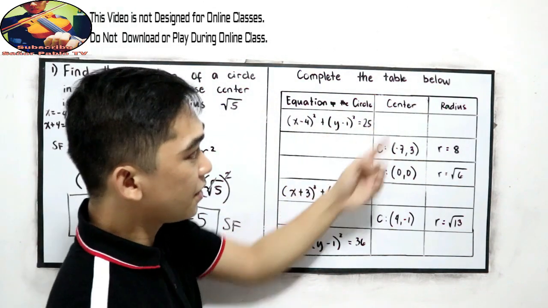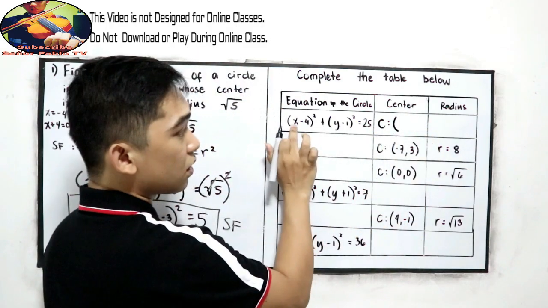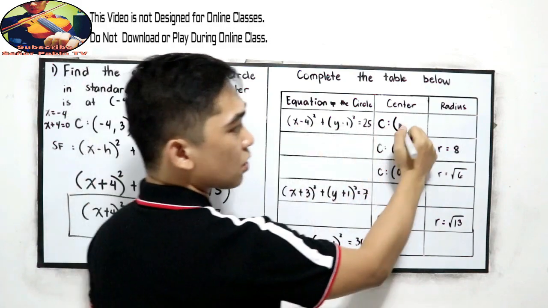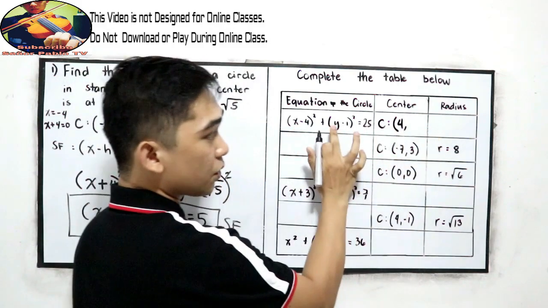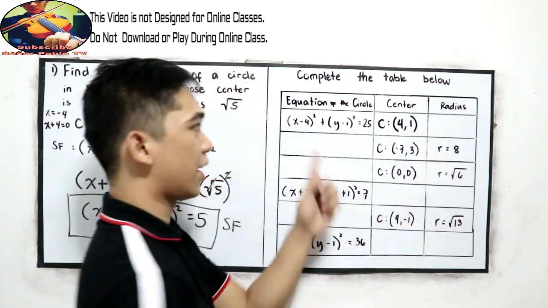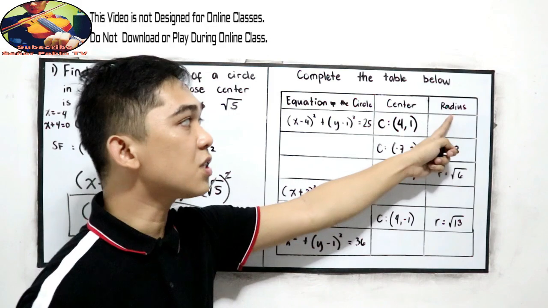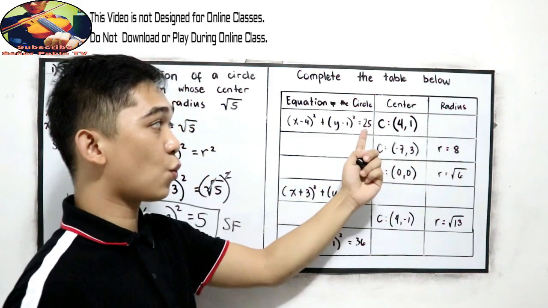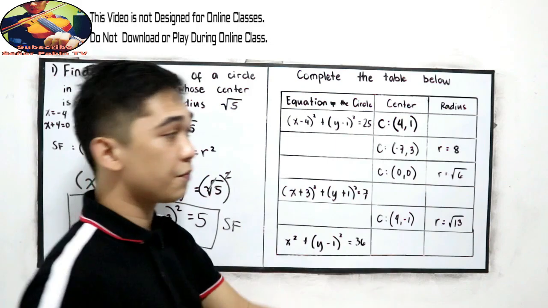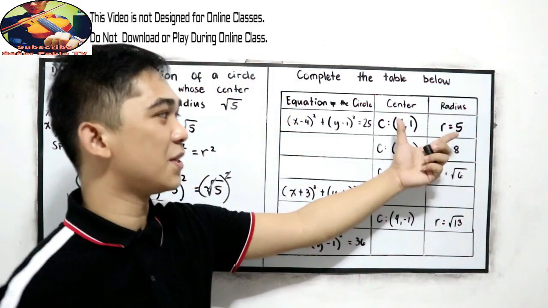So the center here, x is equal to positive 4. So that will become positive 4. Y is positive 1. Just change the sign. Our radius, get the square root of 25. So our radius is 5. And that will be the answer.